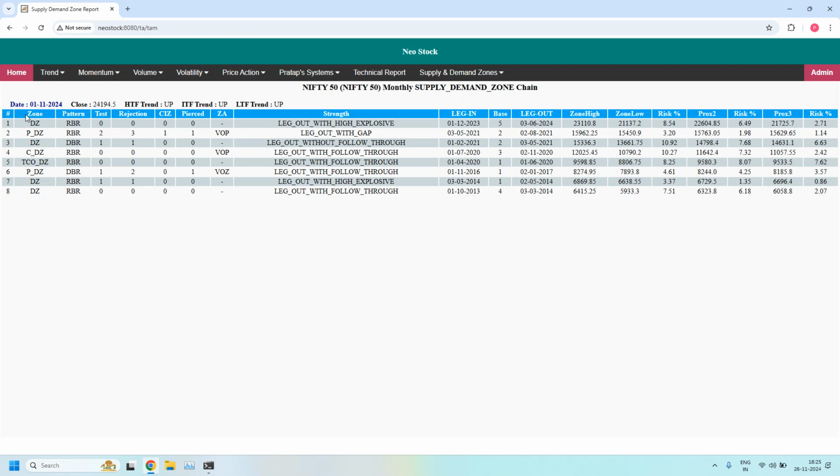Always look into the zone column to find the high liquidity zones. Look into the pierced column to find the piercer zones. Look into the LTF trend to find the trend of the current time frame you have selected. Same rules you can apply to the remaining supply demand zone chain reports.